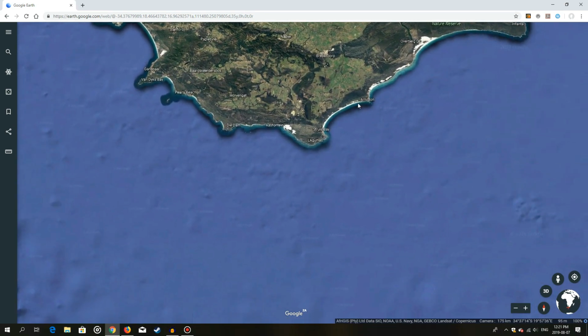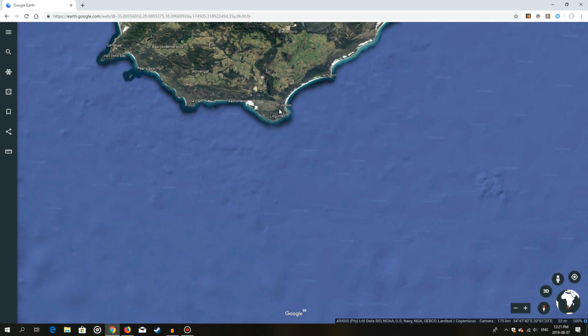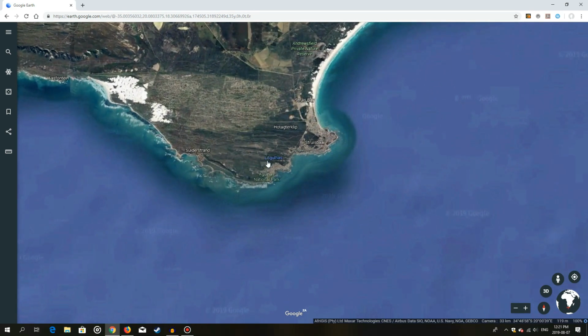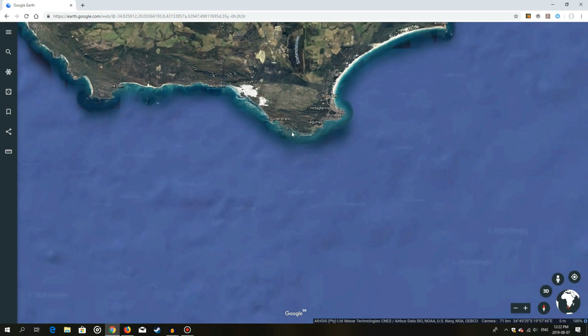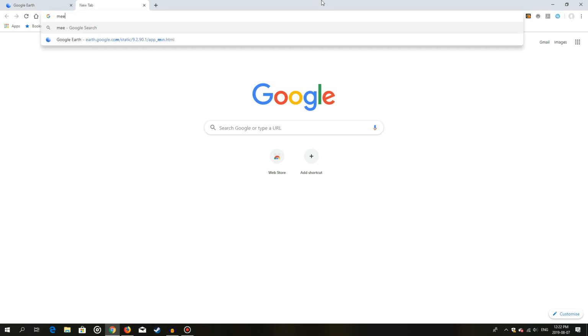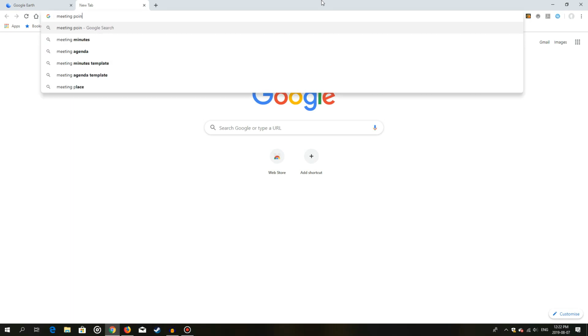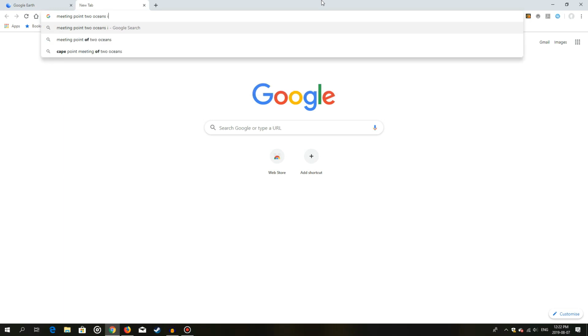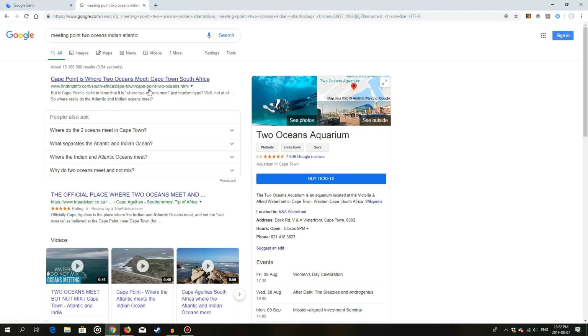But the actual meeting point of the two oceans is here in Cape Agulhas, so the closest town to that is actually called L'Agulhas, and Struisbaai and other towns like that. But this is where you would go to see the proper meeting point between the two oceans. We can actually look that up, just because. Indian Atlantic. Just want to see if they say anything like that.